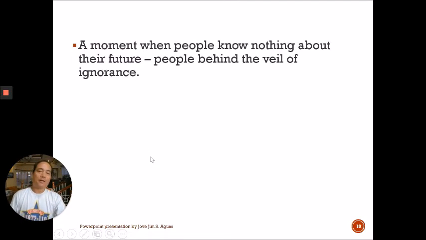It's a moment when people know nothing about their future. They don't know what's going to happen in the future. So people are behind what Rawls calls the veil of ignorance. It's not that people are ignorant, but there's some kind of shield that prevents them from looking forward. It's like a smoke screen, right? You don't know what's in front. So they have this veil of ignorance.